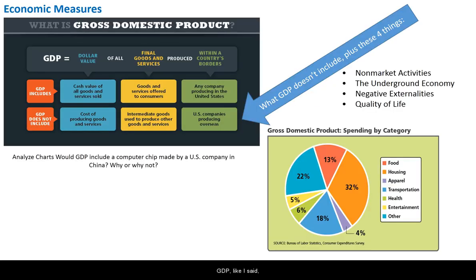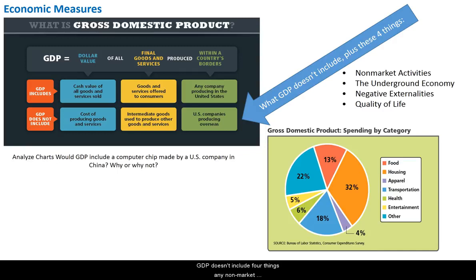Now, GDP, like I said, is the dollar value of all final goods and services within a country's borders, and you can see here that it includes the cash value of goods and services sold and offered to consumers and any company producing in the U.S. It does not include the cost of producing goods and services, the intermediate goods, although, like I said earlier, they're somewhat figured in. And of course, any U.S. company producing overseas would not be included in GDP.